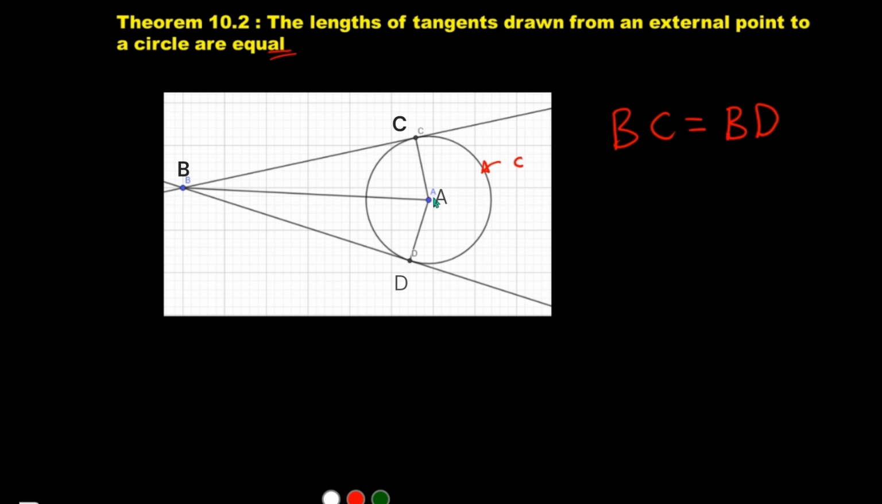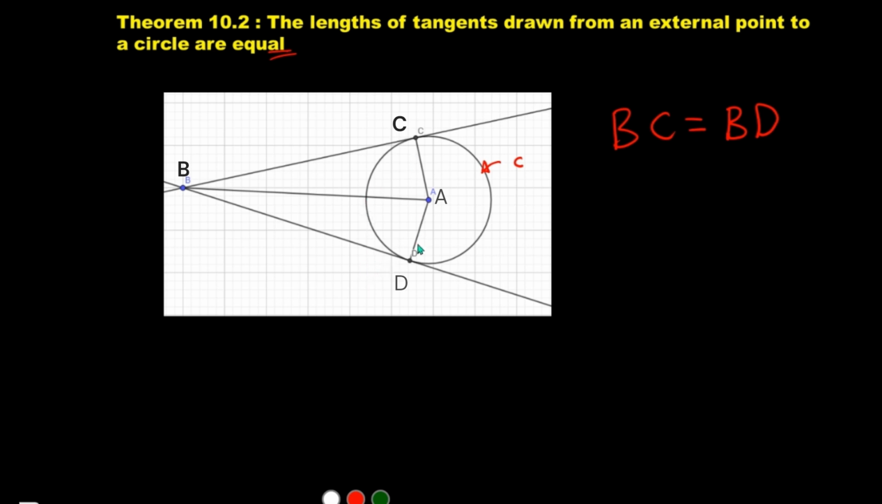A is the center of the circle, right? I have drawn the construction line from B to A. We need to prove that triangle BCA and triangle BDA are congruent triangles. If you prove that both are congruent, then we can say that the length of BC equals the length of BD.